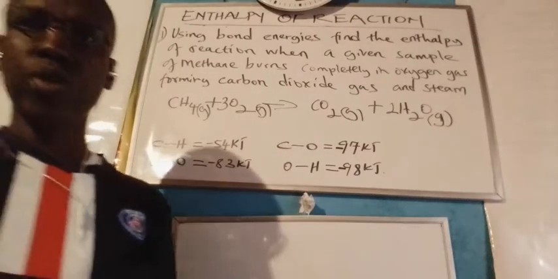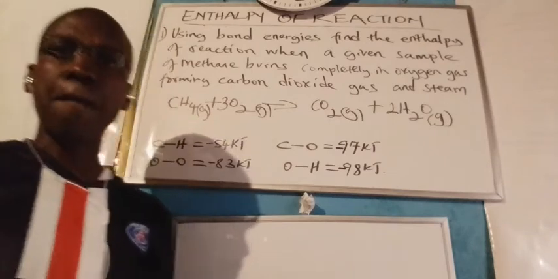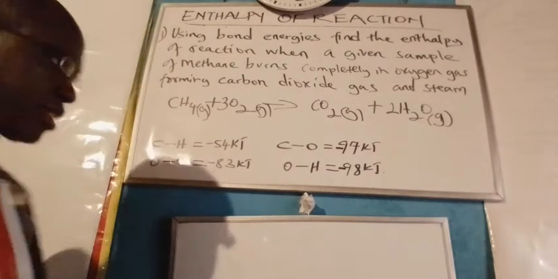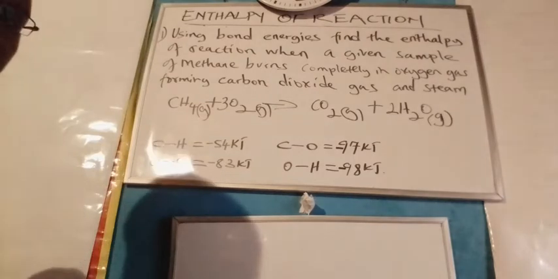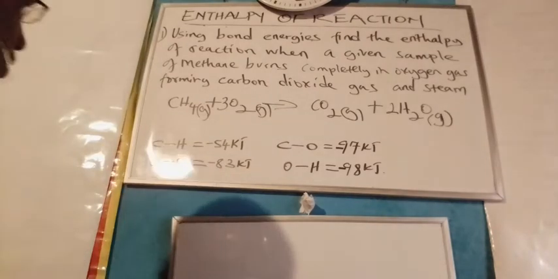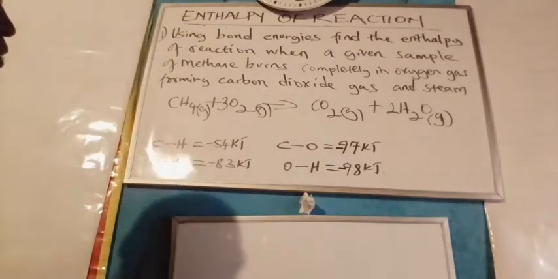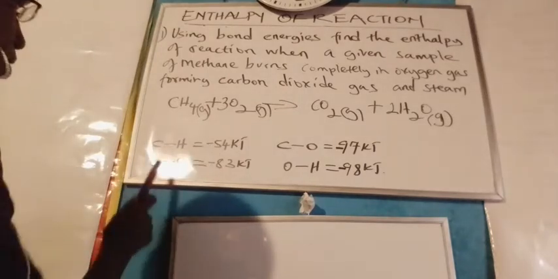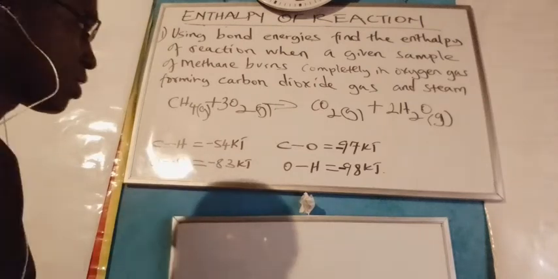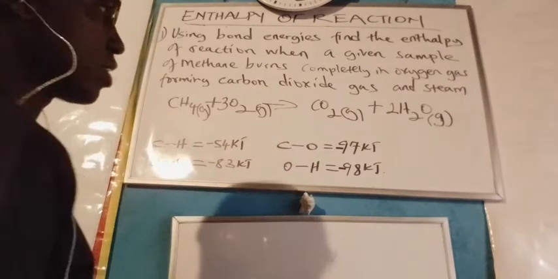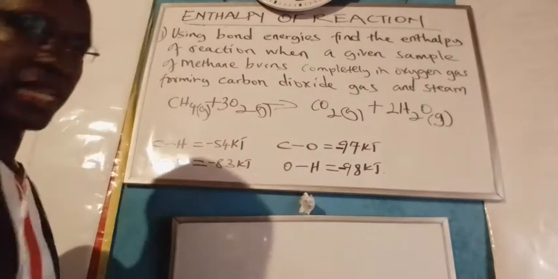Hello, in this session we evaluate the enthalpy of reaction using bond energies. Now bond energies are simply the amount of energy required to form respective bonds. Now in this example we have carbon bonding with hydrogen, which is negative 54 kilojoules, oxygen bonding with oxygen to form oxygen molecule, negative 83 kilojoules, carbon bonding to oxygen, negative 97 kilojoules, and oxygen bonding to hydrogen, negative 98 kilojoules.